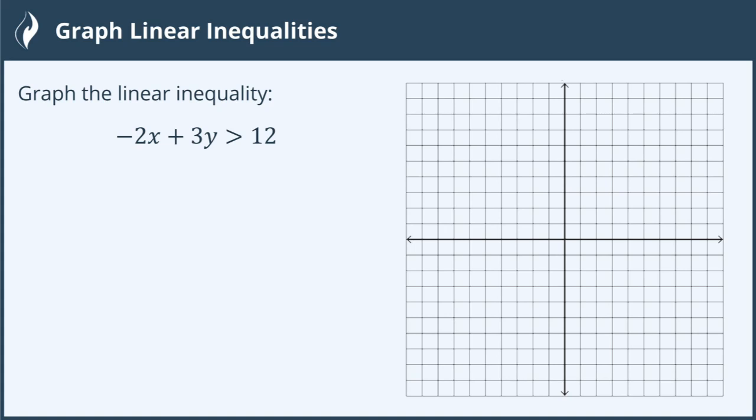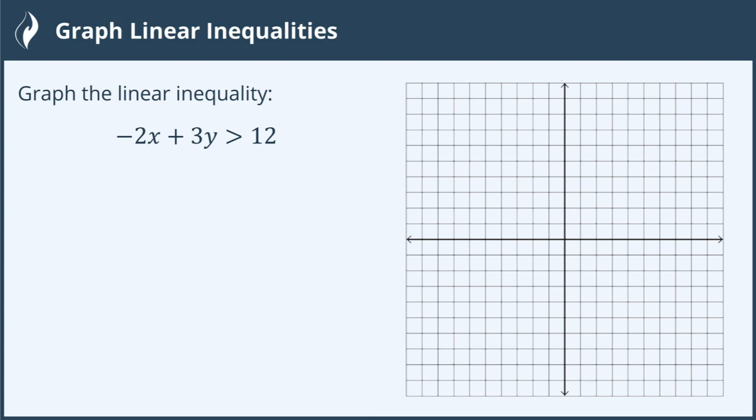In this video, we're working with the objective graph linear inequalities. The example says graph the linear inequality, and we have negative 2x plus 3y is greater than 12. In order to graph inequalities, we want to graph them the same way we graph equations. So for this one, I'm going to use x and y intercepts because it's in this form.